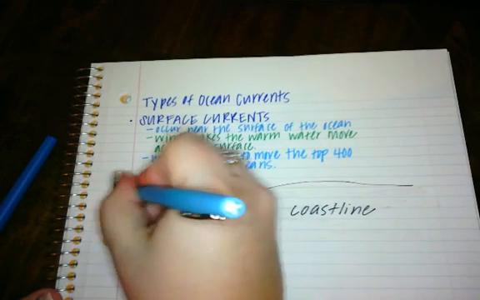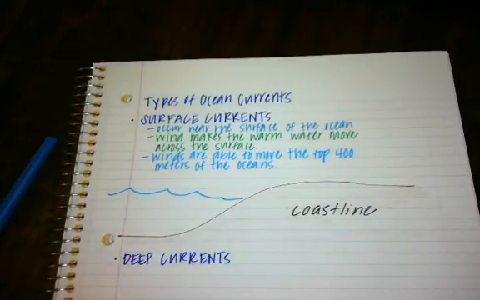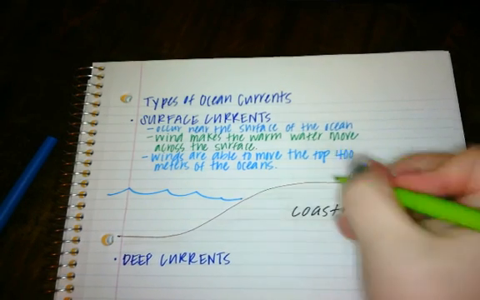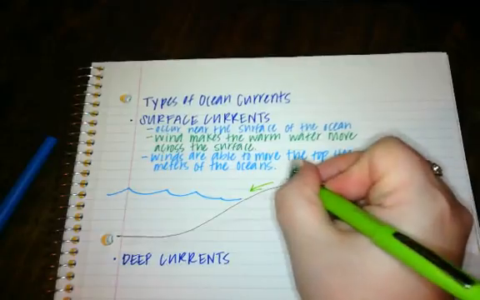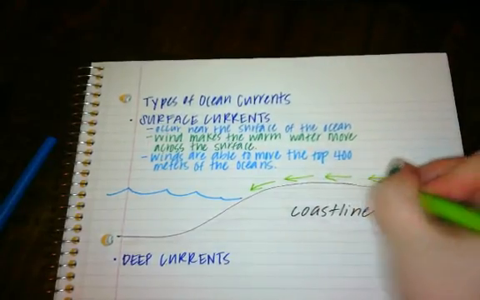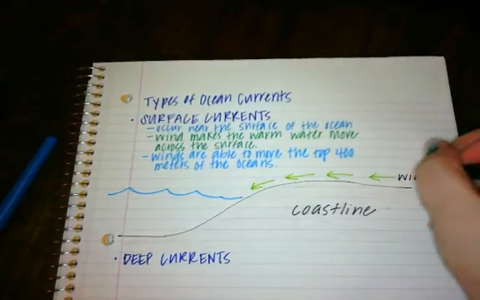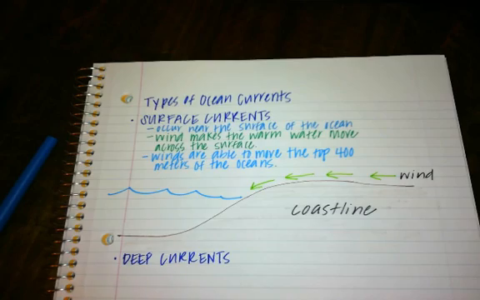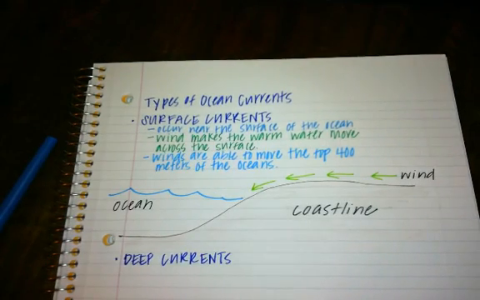Obviously, we have to add water. So we're going to add the water coming right up to the coastline in waves. And now we need to make a few more additions. So I'm going to add arrows that are kind of following the flow of the coastline here. These arrows are wind. Okay, out here we have our ocean.